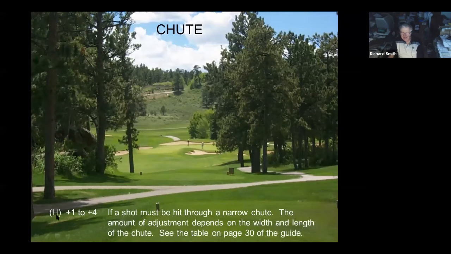It's called H because that wasn't used, and it's one of the letters in the word shoot. And it's anywhere from 1 to 4, if the shot must be hit through a narrow chute, the amount of adjustment depending on the width and the length of the chute. There's a table on page 30 of the guide.